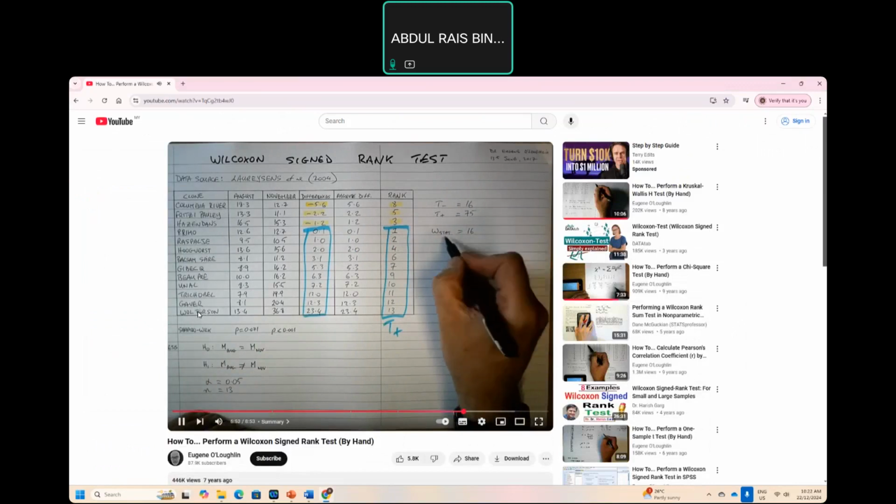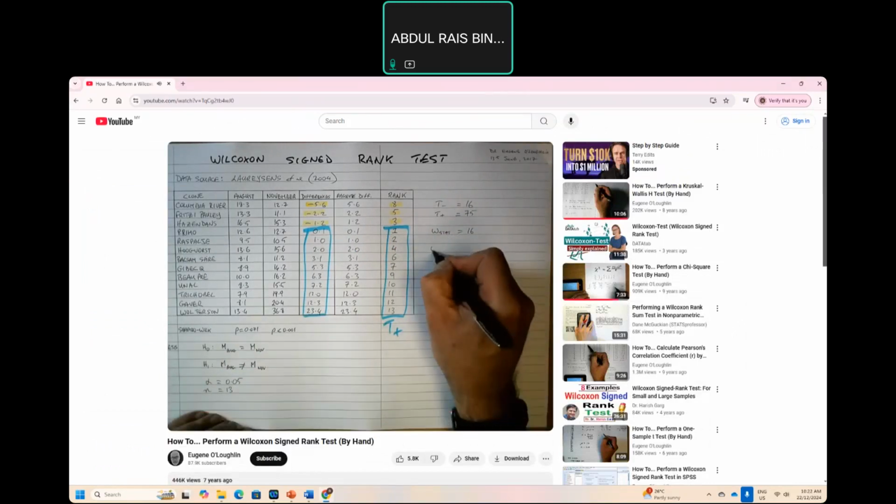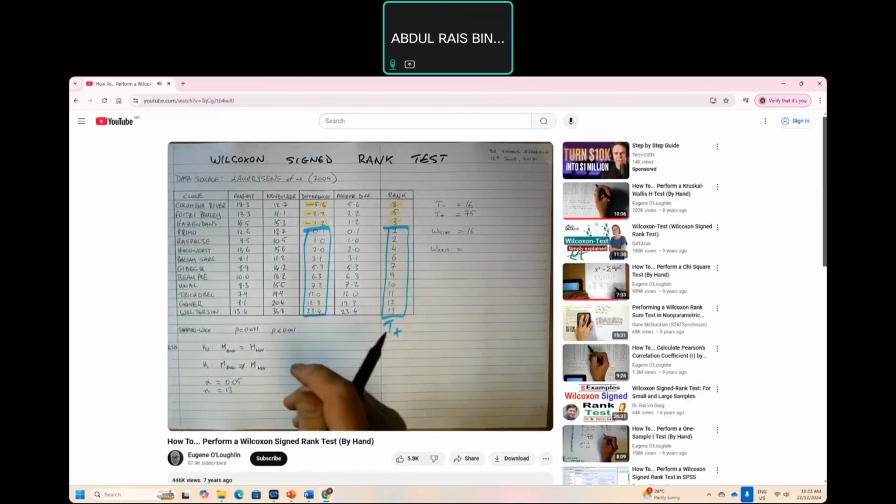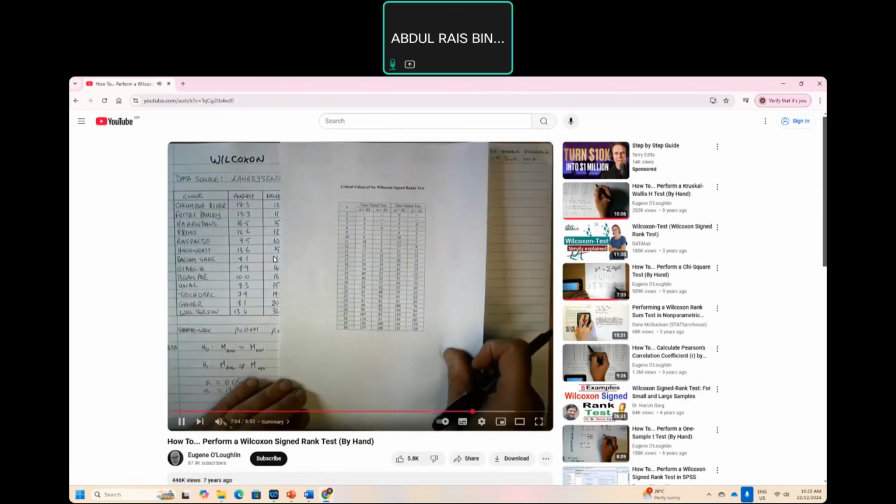So now our test statistic has a value of 16. We now need to determine a critical value so that we can compare our test statistic with a critical value to determine if there is a significant difference. So to do that, I'm going to use a critical values of the Wilcoxon signed rank test table. And to check back here, right back at the beginning of the video, I stated that our alpha value was 0.05, that N was 13.